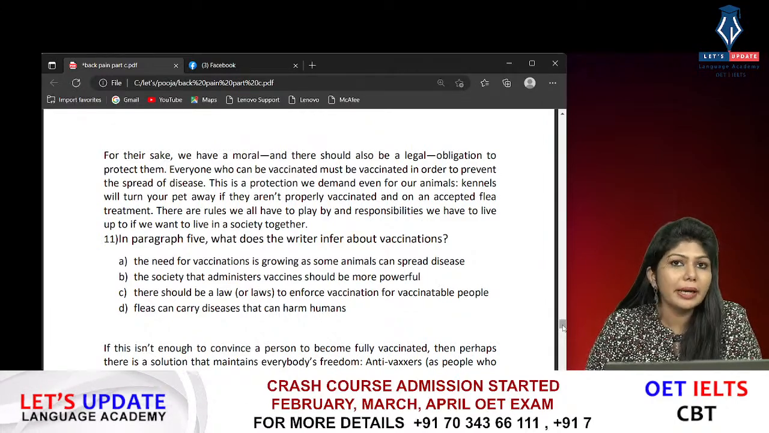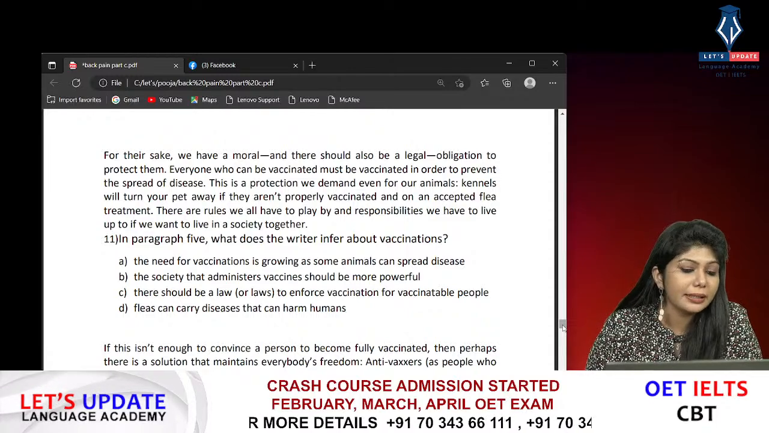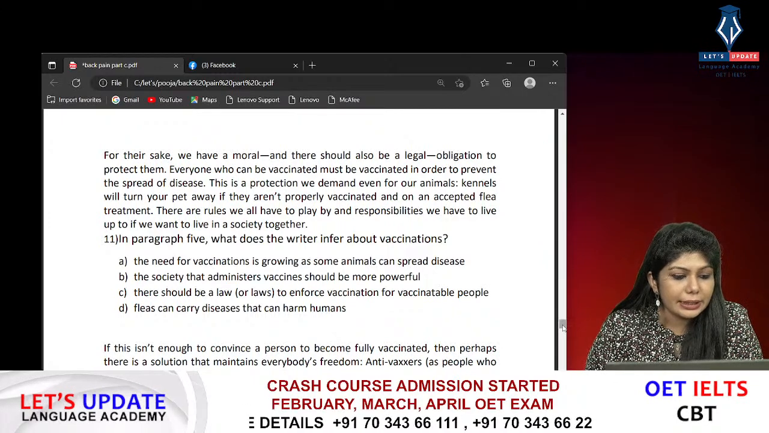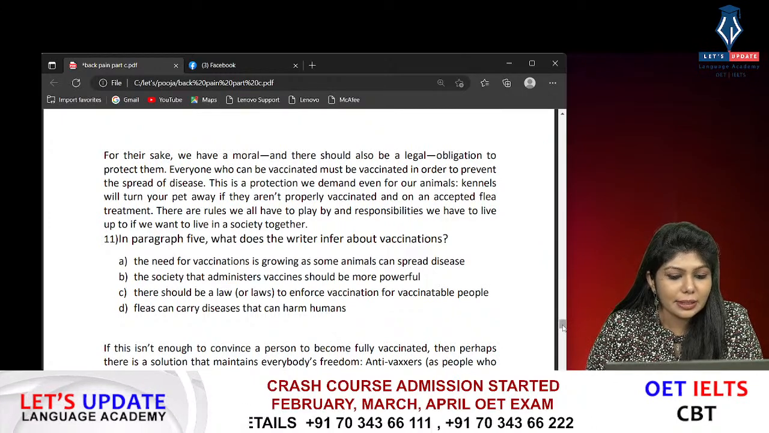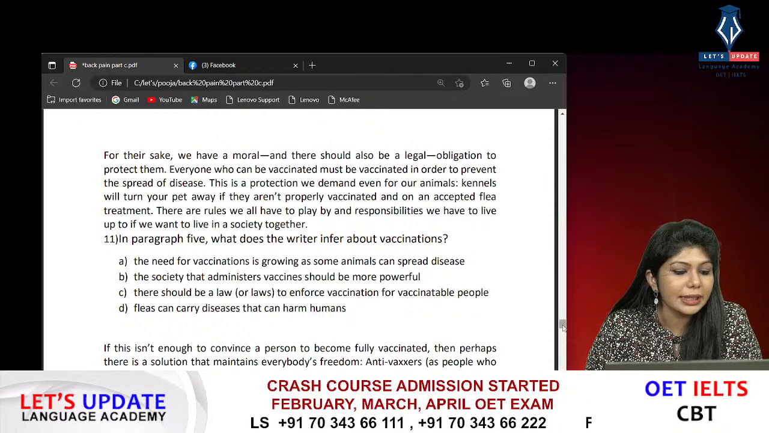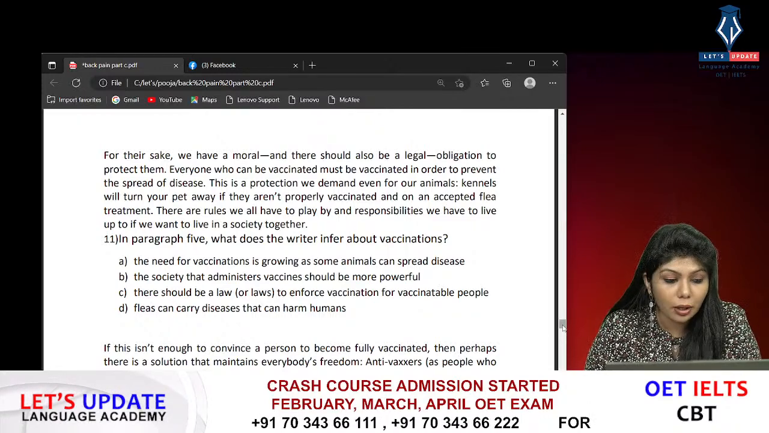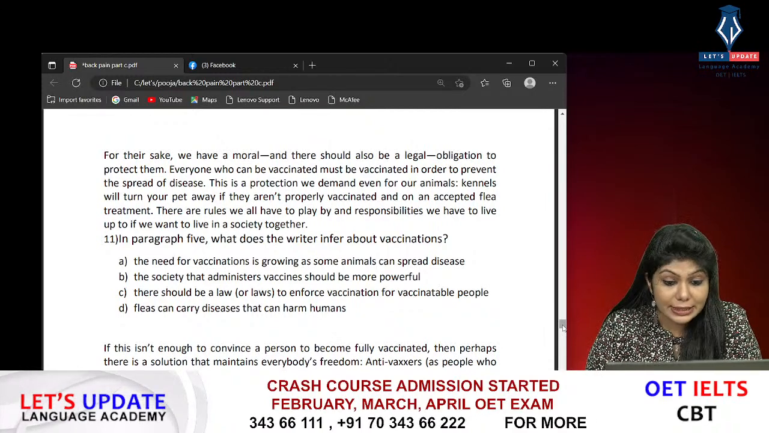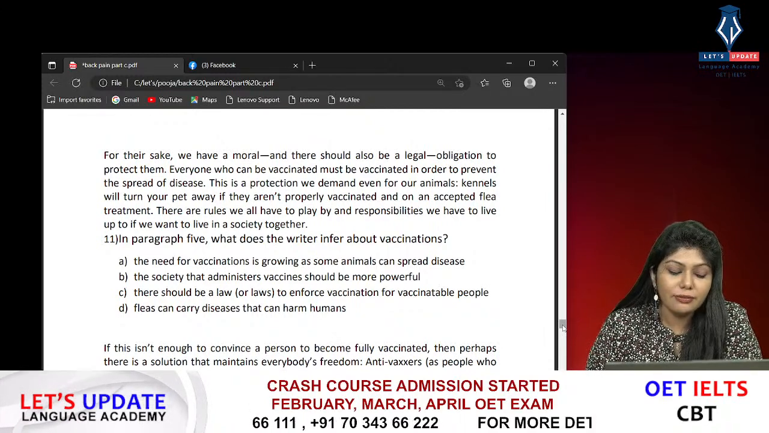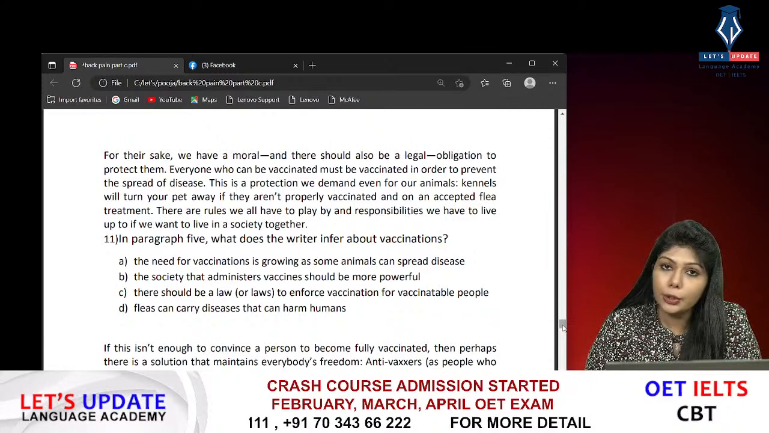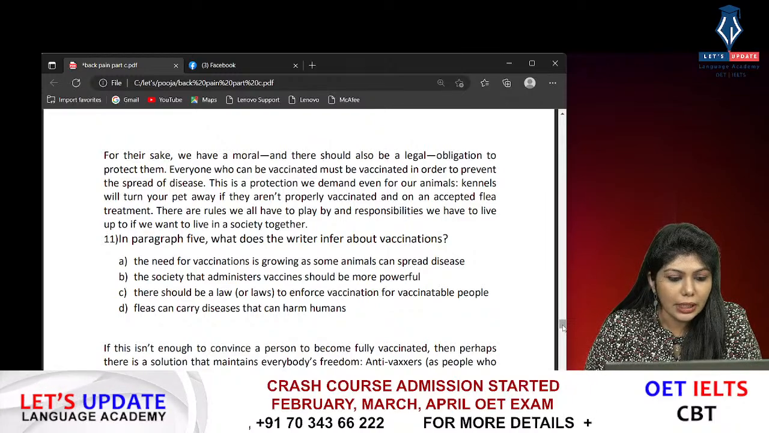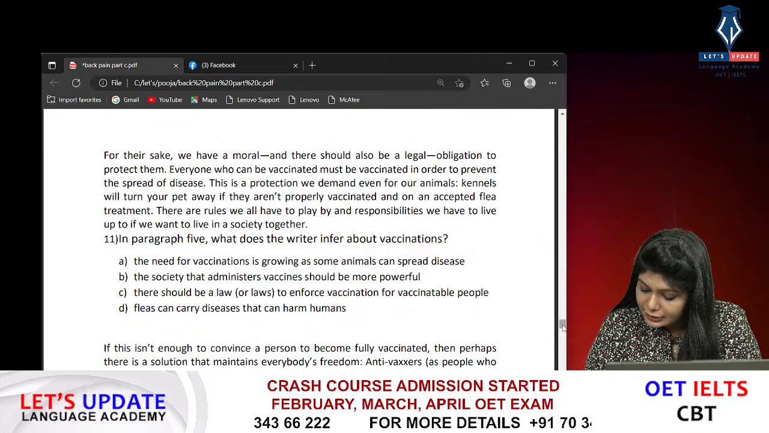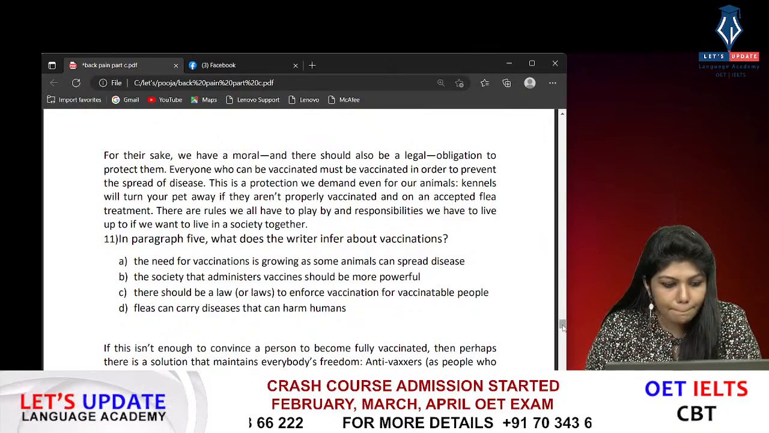So that was what the paragraph was about. And moving to the question, paragraph 5, what does the writer infer about vaccinations? So option A is the need for vaccination is growing as some animals can spread the disease. B, the society that administers vaccines should be more powerful. C, there should be a law or laws to enforce vaccination for vaccinatable people. And option D, fleas can carry diseases that can harm humans. So what do you think is the answer? Please put in your choice of answers in the comment section.